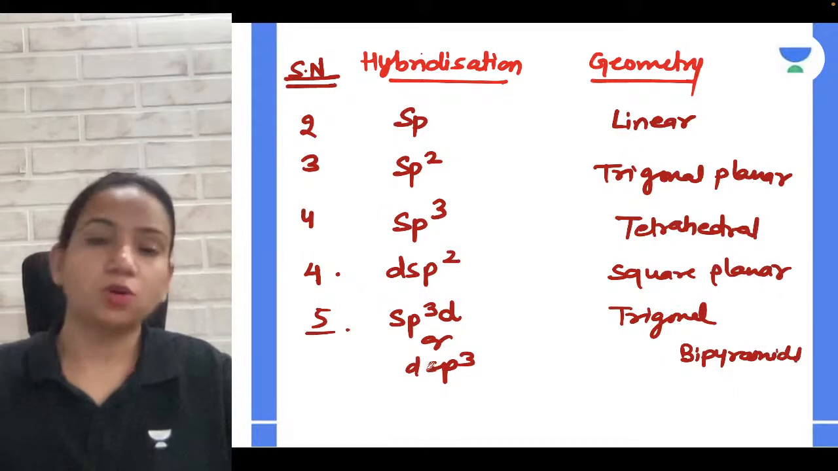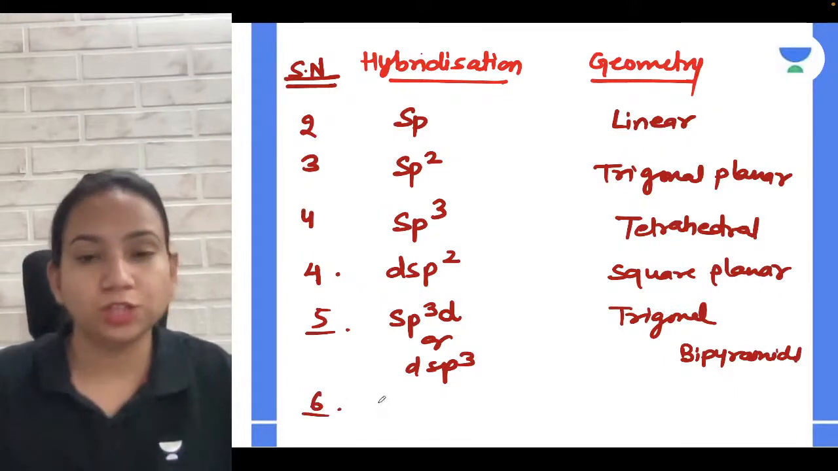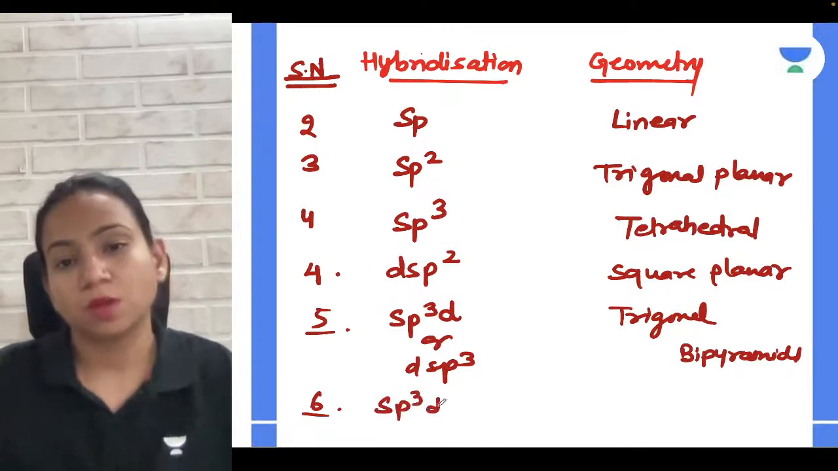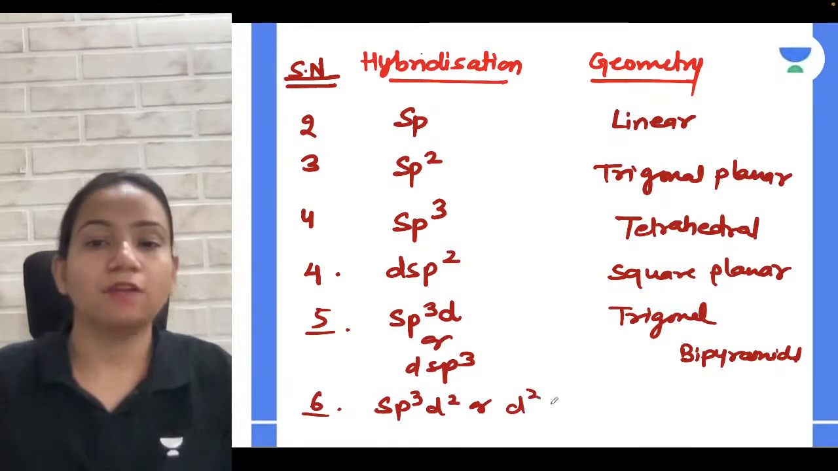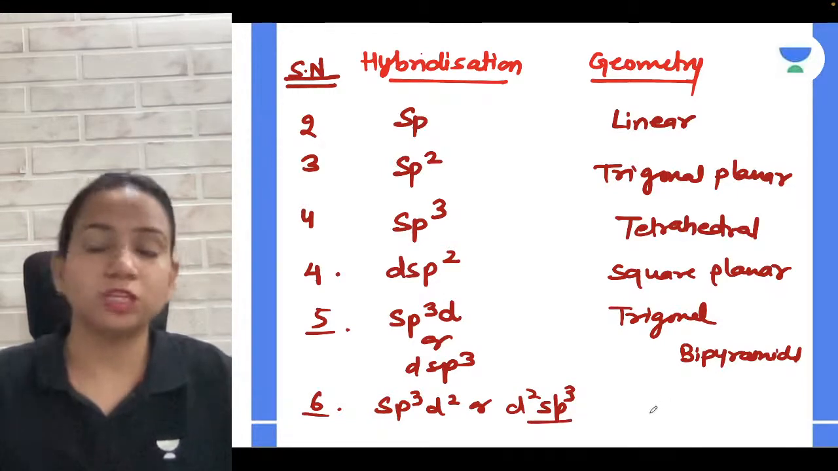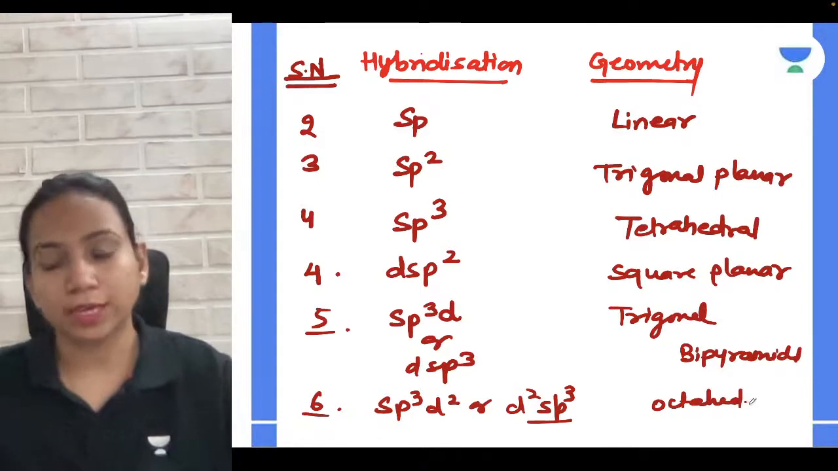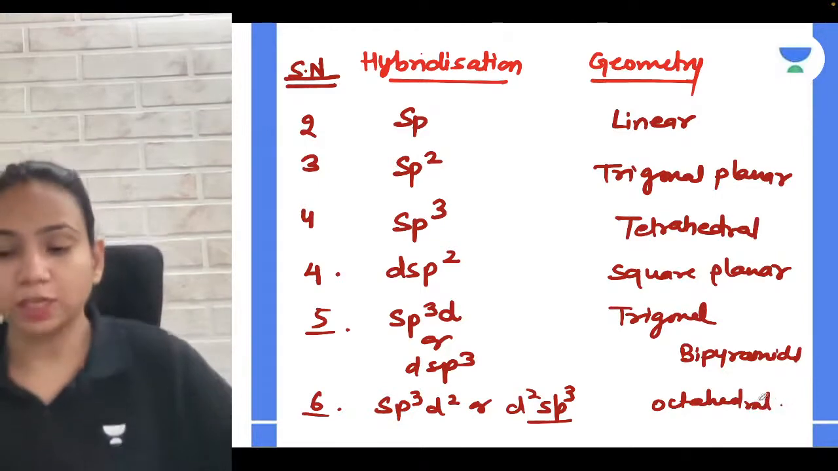Very good. Talking about the next one, you can have sp3d2 or d2sp3. Both hybridizations are different, but for both of them the geometry is the same. That's why we are writing in this manner. Both will give you octahedral geometry only.